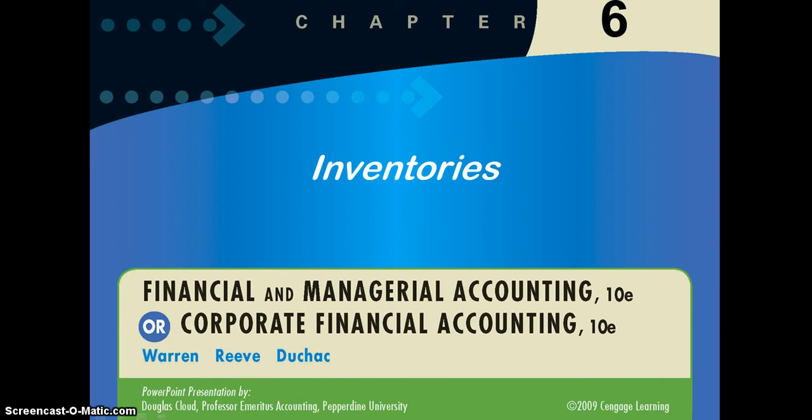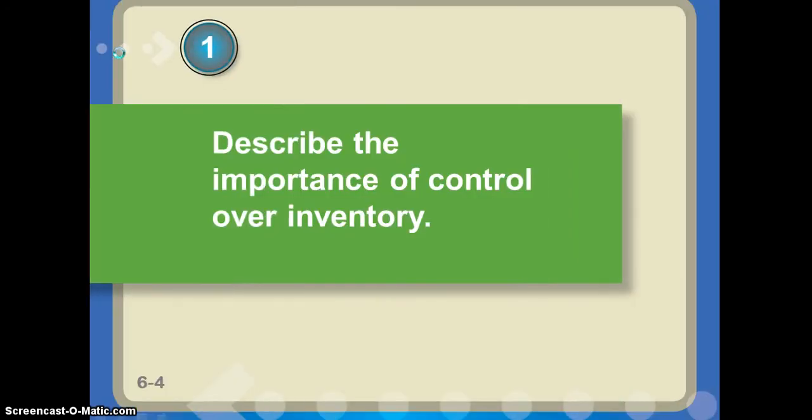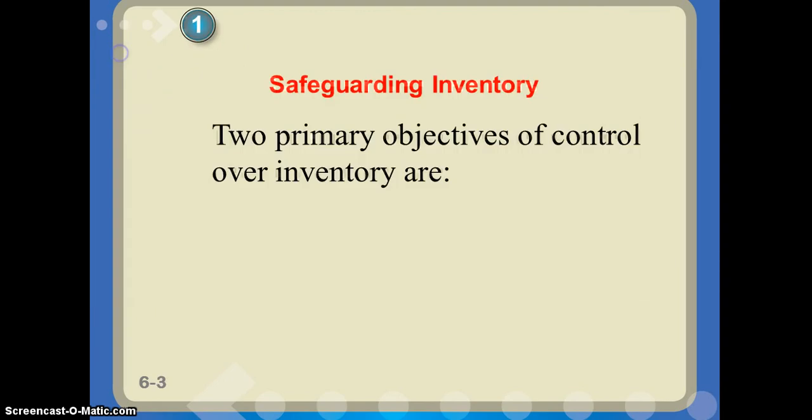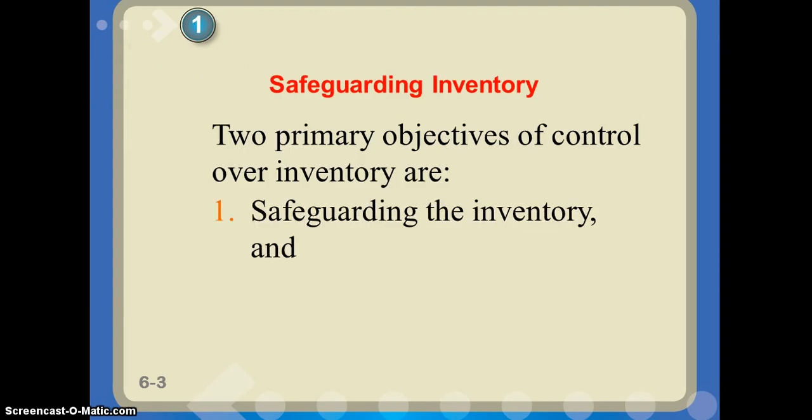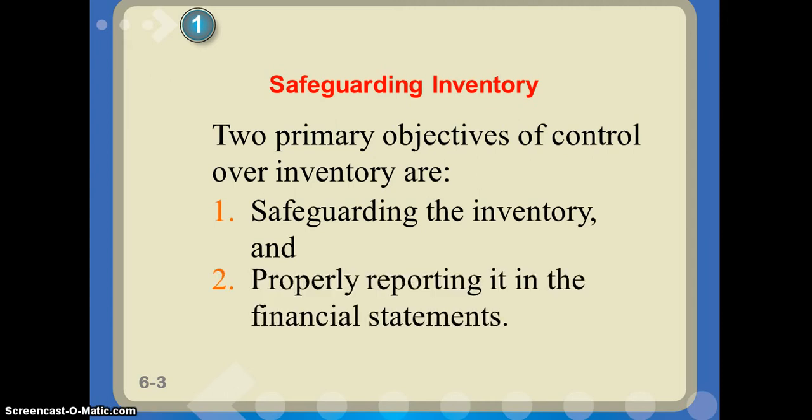This is Chapter 6 about inventories. First, we're going to talk about why we record and control inventory. First, we record inventory to keep track of anything that may be lost or stolen. Second, we keep track of inventory so that we can properly report it on our financial statements. Remember, GAAP has a lot of rules about reporting your financial situation, and part of that is recording our inventory.